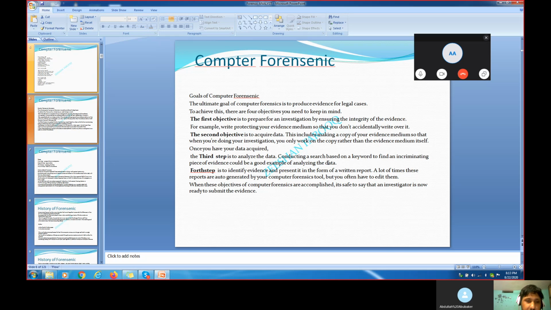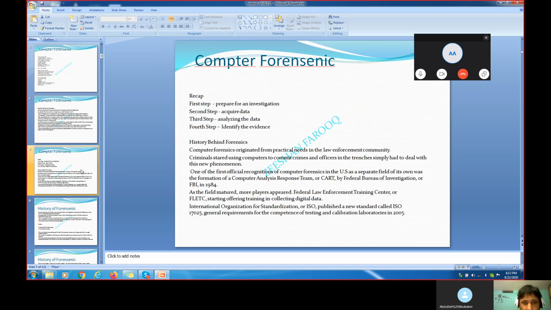For example, if data got hacked, then we need to have a proof, right? Yes, this is what my data is. You need to understand, because once you create the report, you will get it understood, right? If you didn't create the report, how will you get it understood? Now, what is the recap of this one? First step, we have prepared the investigation. Number second step, acquire the data. Number third step, analyze the data. Number four step, identify the evidence.